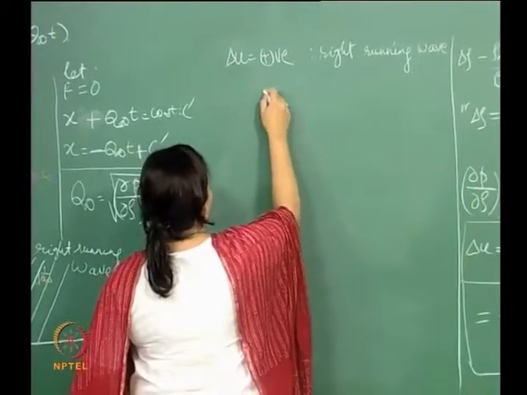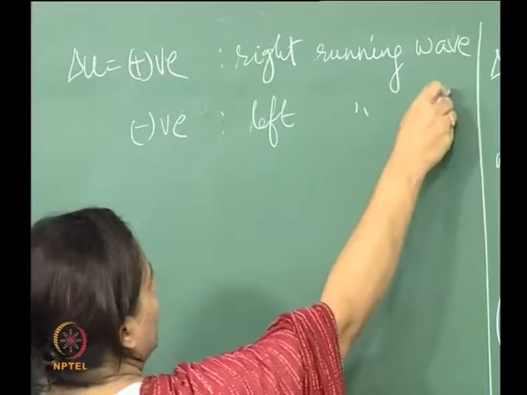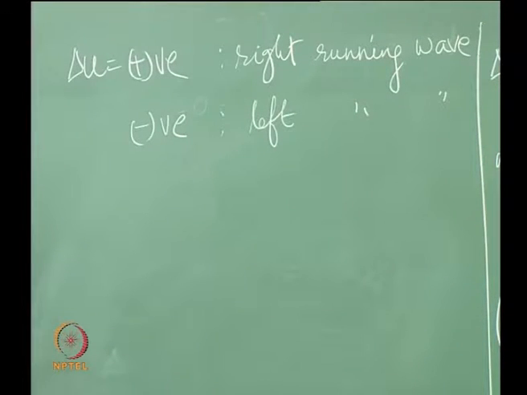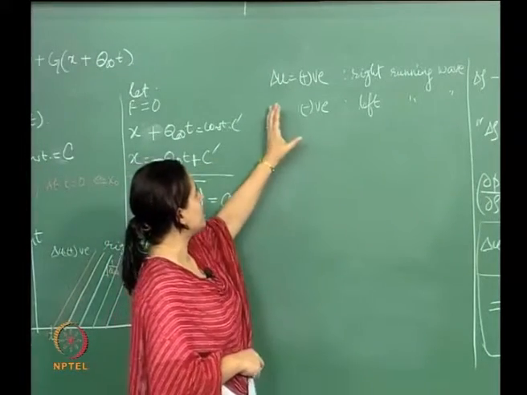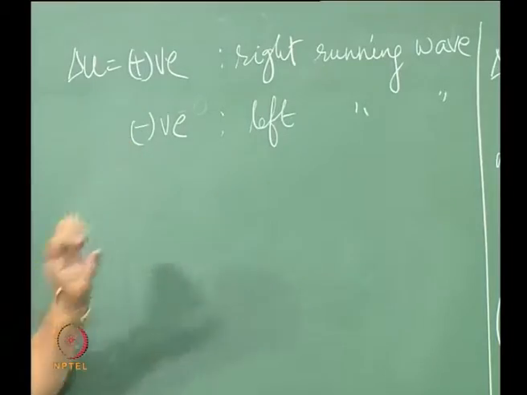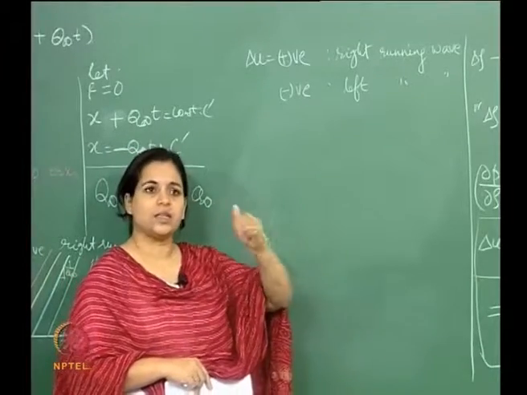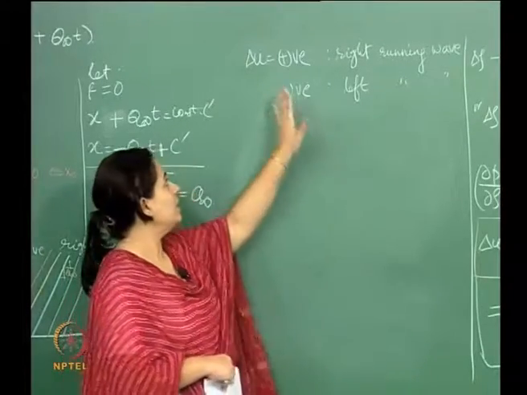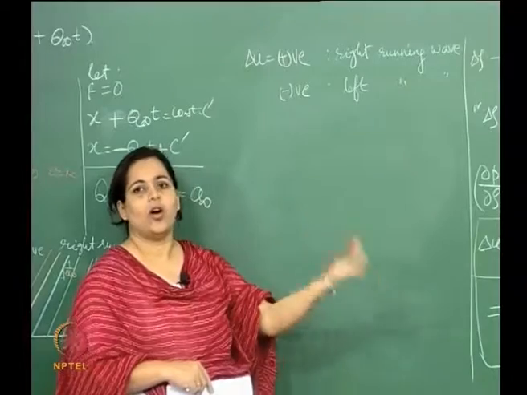Okay. And if this is negative, then it is a left running wave. So, essentially what we are saying is that delta u is the perturbation. So when it is a right running wave, if this is positive, it essentially means that the perturbation is in the direction of the wave. Delta u is in the direction of the wave, and if it is negative, it essentially means the direction is opposite to the wave.